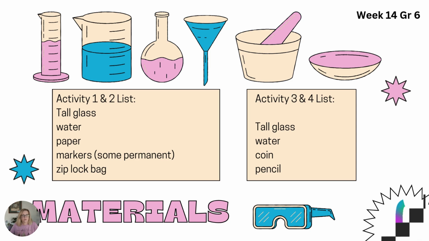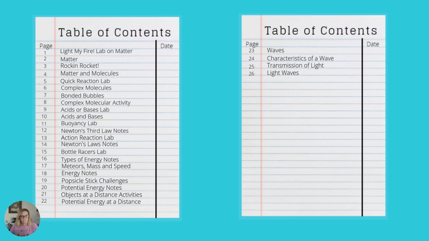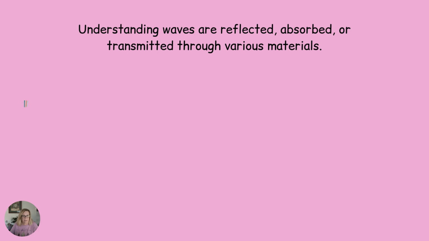So I have two lists for the activities, and you will see separate videos that I will post for the different activities. So make sure that you watch this first and then watch those. If you're keeping a notebook, we're all the way up to here. So lots of things that we've done. We've done waves, characteristics of waves last week. This week we're supposed to do transmission of light waves and transmission of light. So we're looking at light waves in particular today.